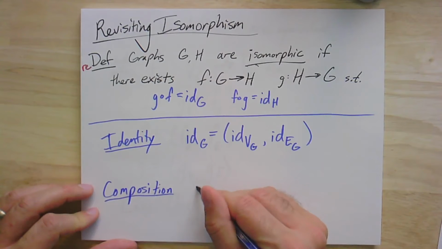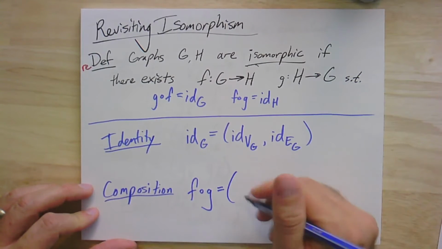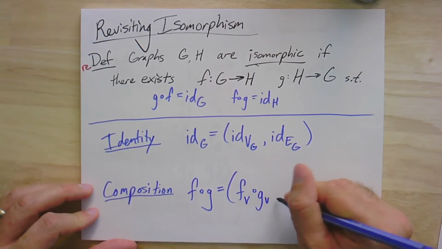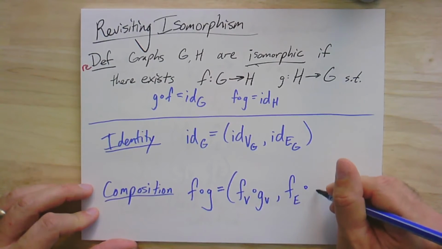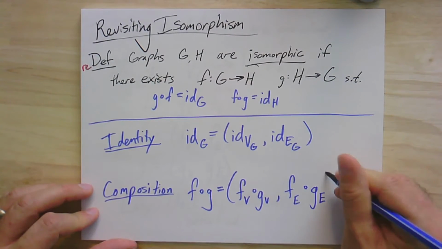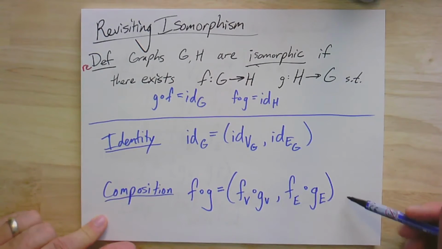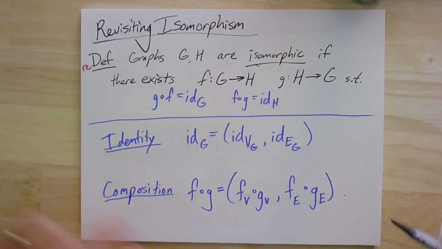Similarly, for composition, F composed with G is just going to be the function on the vertex sets composed with each other and the functions on the edge sets composed with each other. Okay, again, it's a very simple exercise. I encourage you to do it to check that composition of two homomorphisms is still a homomorphism, that it actually satisfies the definition of a homomorphism.